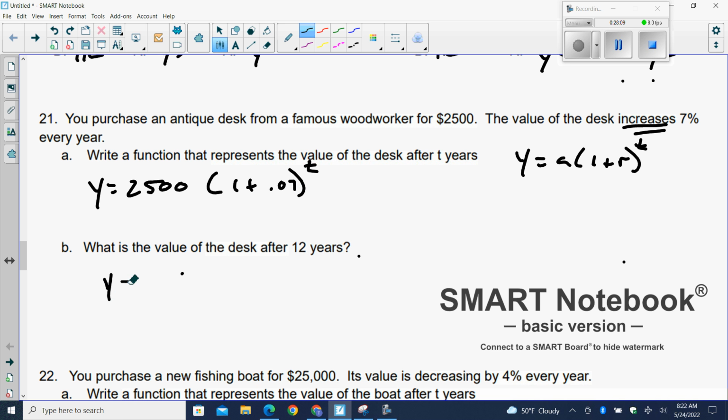Question B, plug that into my calculator with a 12 in there. And when you do that, sorry, I have not done that yet, so we'll do that really quick. 2,500 parentheses 1 plus 0.07 raised to the 12th power. And I get $5,630. It is money, so we're going to round to 2 decimal places and 48 cents. Throw a dollar sign out in front, and we got our answer.